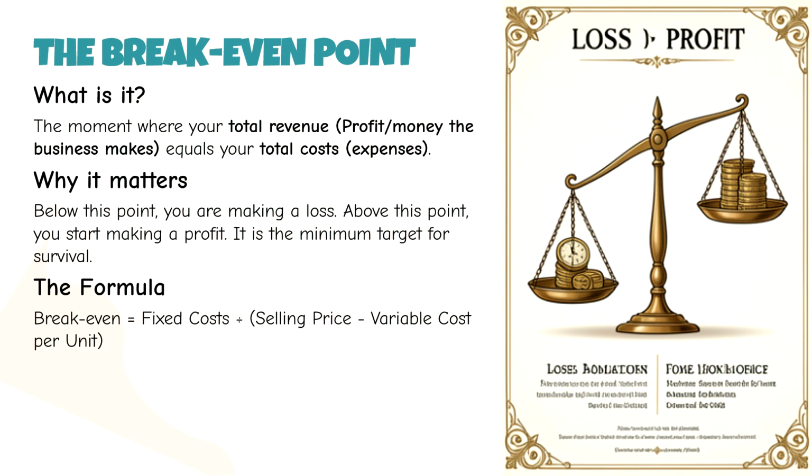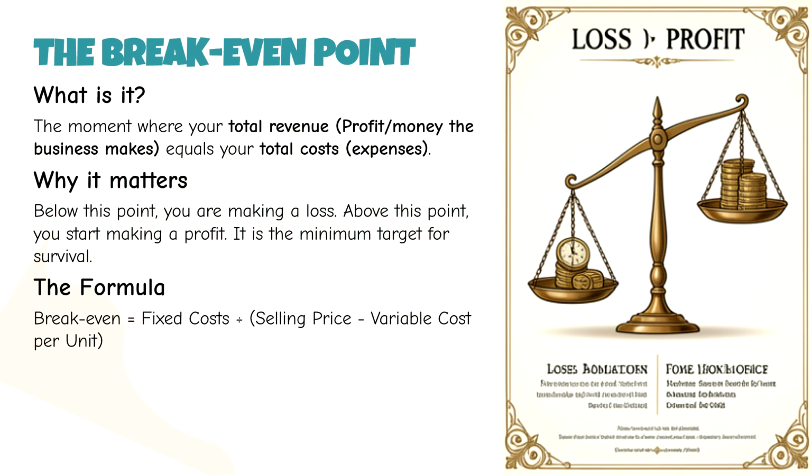Let's look at the formula and break it down. So the break-even point is where your fixed business costs divided by your selling price minus your variable cost per unit. What do we mean by per unit? The unit, the cost that you incur per product.